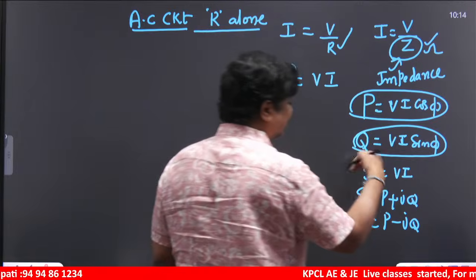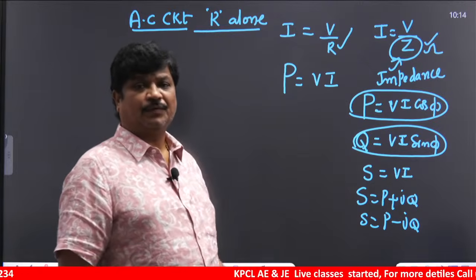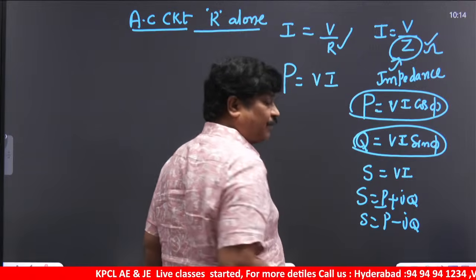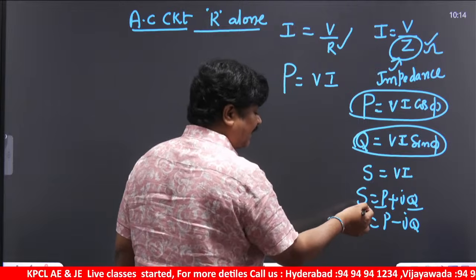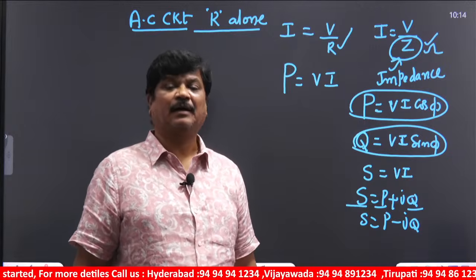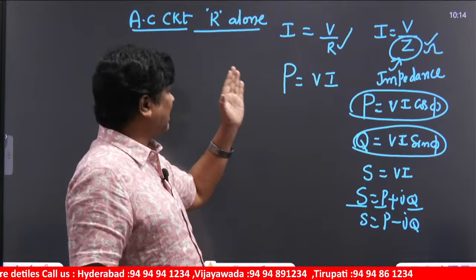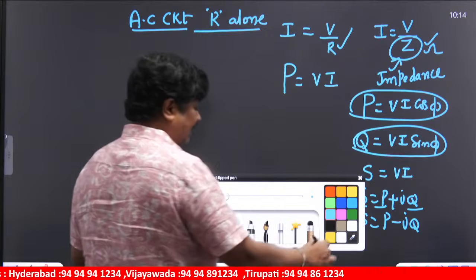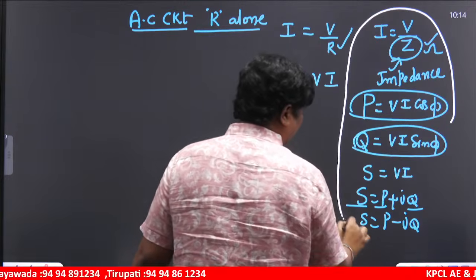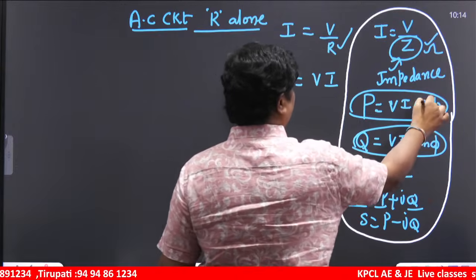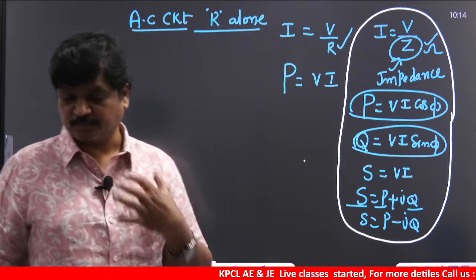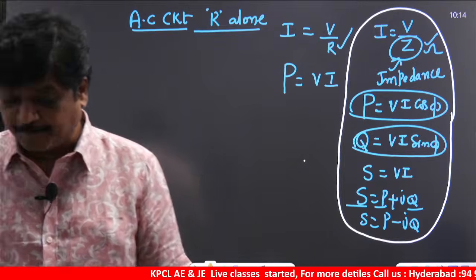We will talk about all these things one by one. We will talk about what is P plus jQ, what is P minus jQ. P is the active power, Q is the reactive power, S is the apparent power or complex power. Our subject is AC, hence we have to focus on this: the current formulae, what is the power factor, what is cos phi, what is sin phi. All these things we have to discuss in our subject. Are you okay? All of you clear?